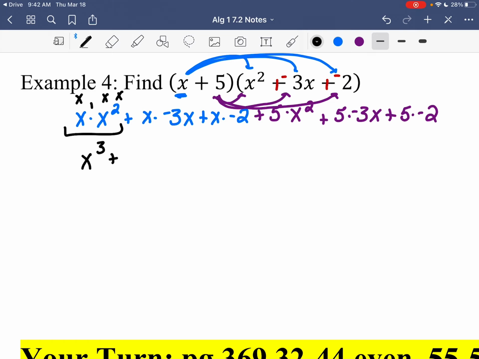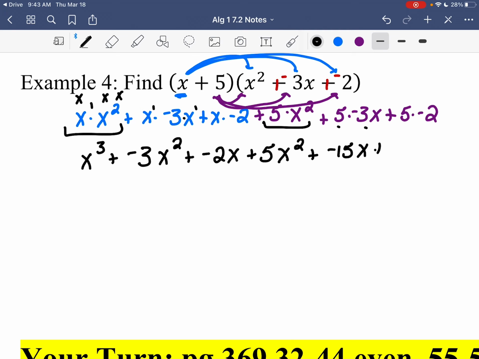Plus, all right, this next one, x times negative 3x. Well, I'm going to have negative 3 x to the first, so that's going to be negative 3x to the second. Plus, that's negative 2x. Plus 5x to the second. Plus 5 times negative 3x is negative 15x. Plus negative 10.